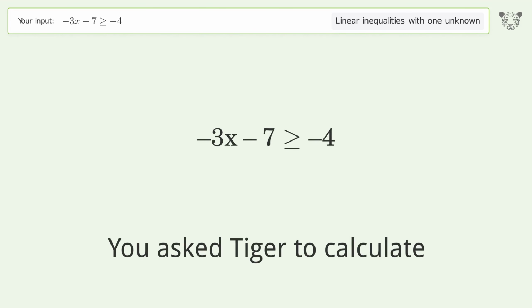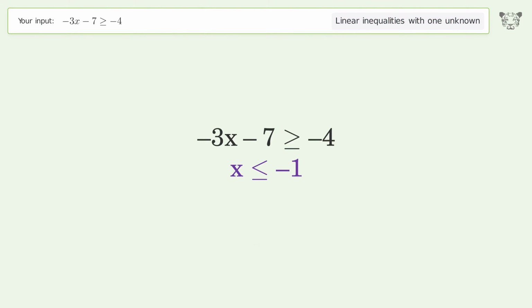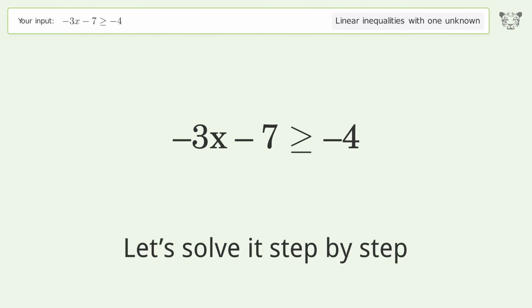You ask Tiger to calculate. This deals with linear inequalities with one unknown. The final result is x equal or smaller than -1. Let's solve it step by step.